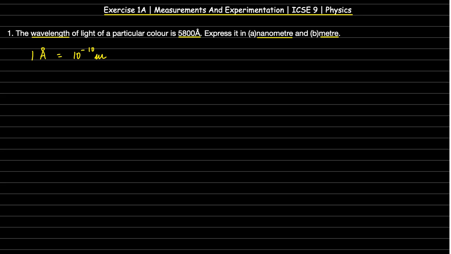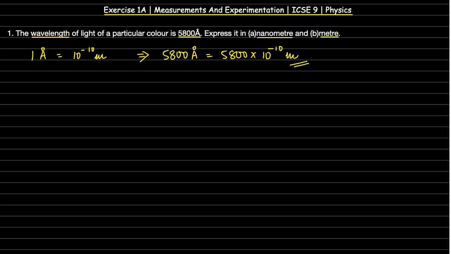So the value given here in the question is 5800 Angstrom. That would be equal to 5800 into 10 to the power of minus 10 meters. You can definitely leave your answer here. This is definitely correct. But we will be proceeding towards the textbook answer.